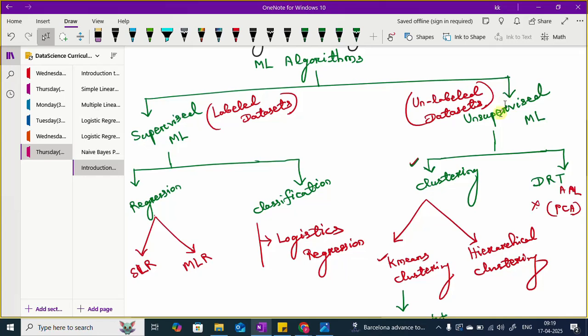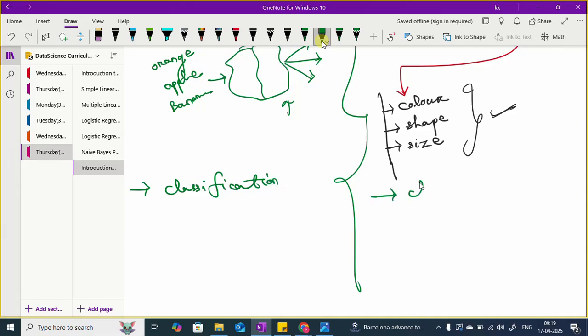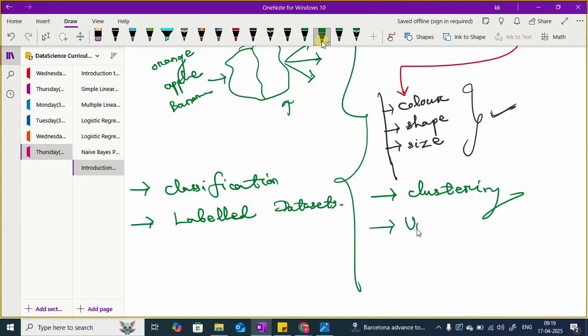You can see clustering comes under unsupervised, not under supervised. But coming to classification, it comes under supervised. So there is another difference. The major difference is that classification comes under supervised, and it works on top of the labeled data set, but clustering works on top of the unlabeled data set.